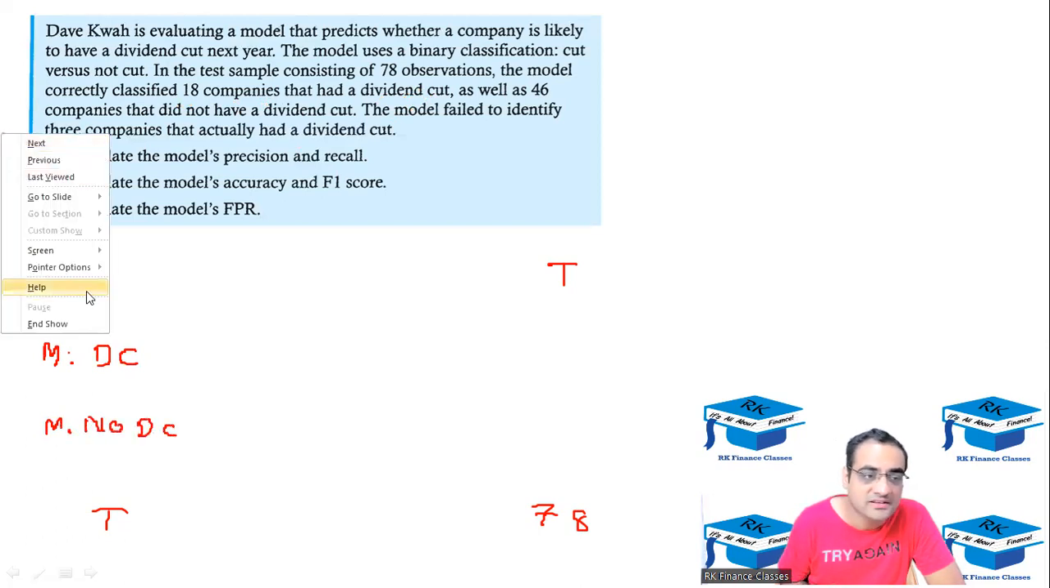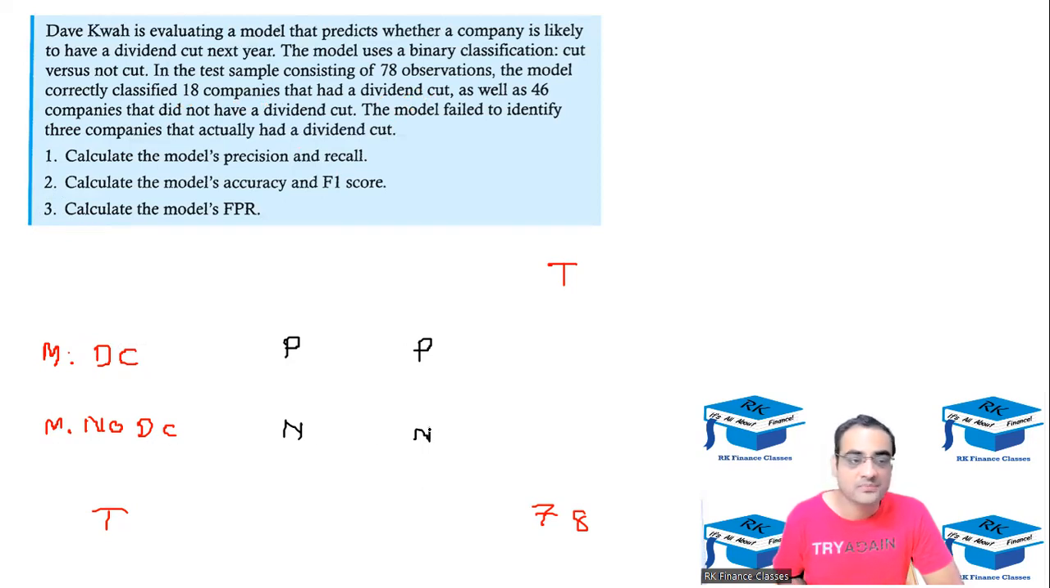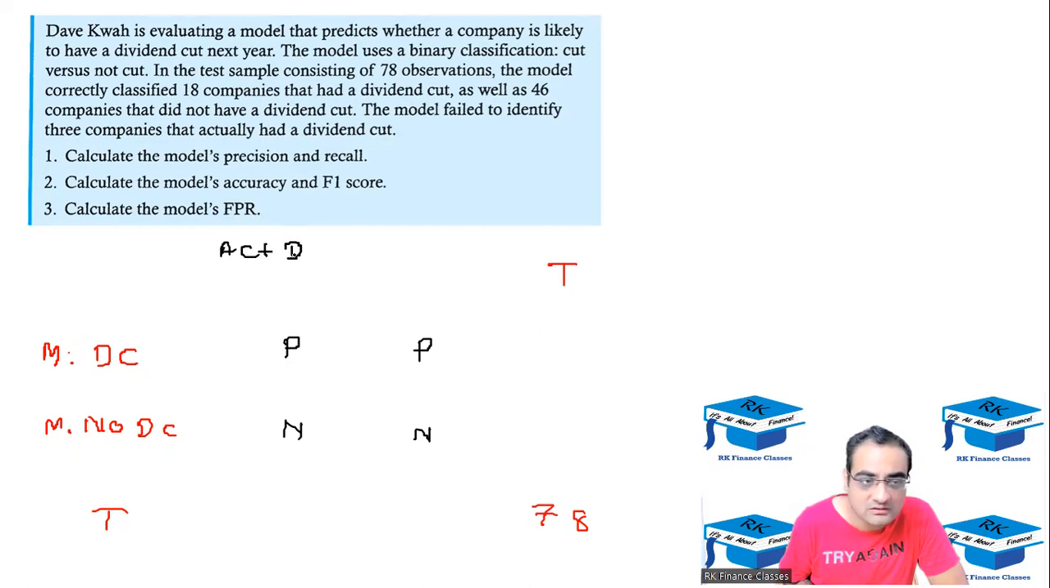So when the model says dividend cut, then we'll say positive. It could be a true positive or a false positive. And when the model is saying no dividend cut, we'll say negative. No means negative. So dividend cut means positive and no means negative. And then we'll write over here actual dividend cut and actually no dividend cut.